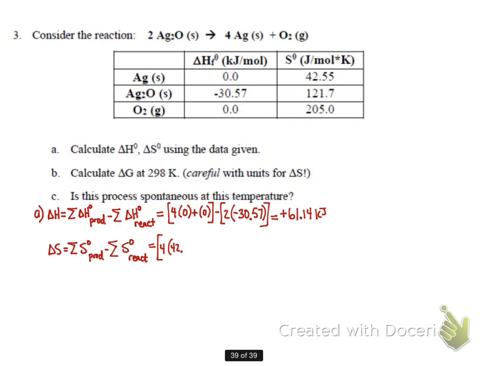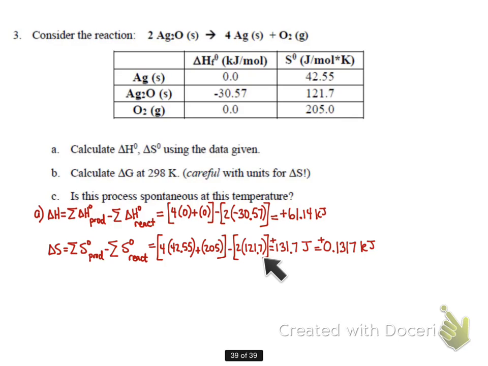Calculate delta S, again using our delta S equation, the sum of all the entropies of the products minus the sum of the entropies of the reactants. This is going to be 4 times 42 plus 205. Add all those together. Those are the products. Minus 2 times 121.7. And overall, that's going to give us a positive 131.7. So that's going to be delta S in joules, because we are given the entropy data in joules.